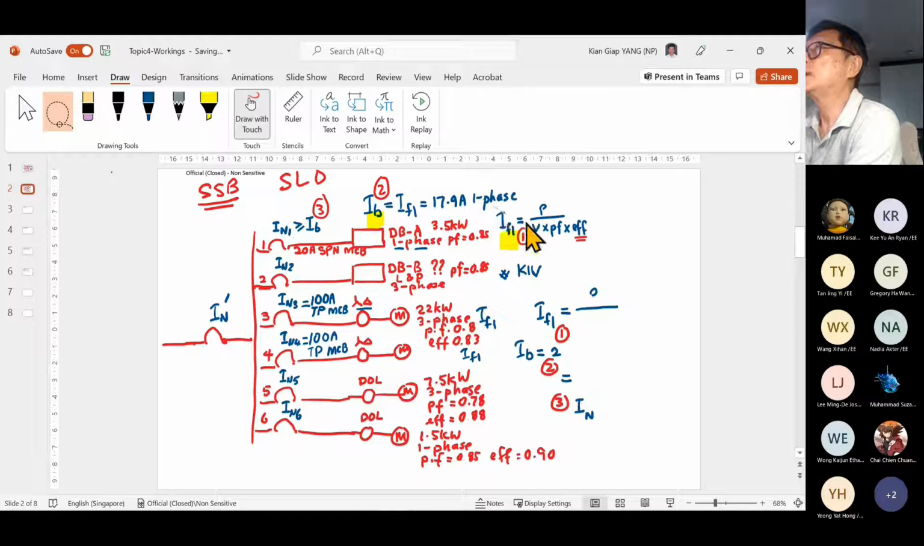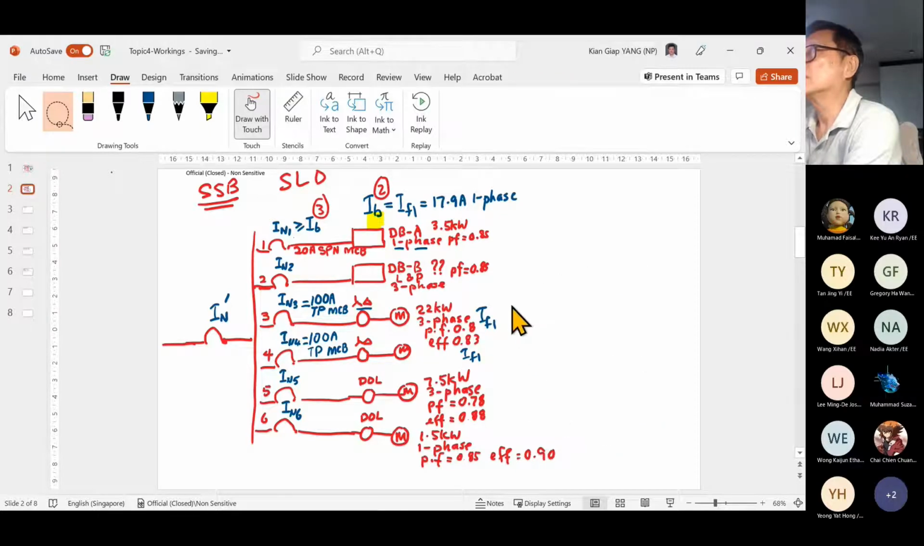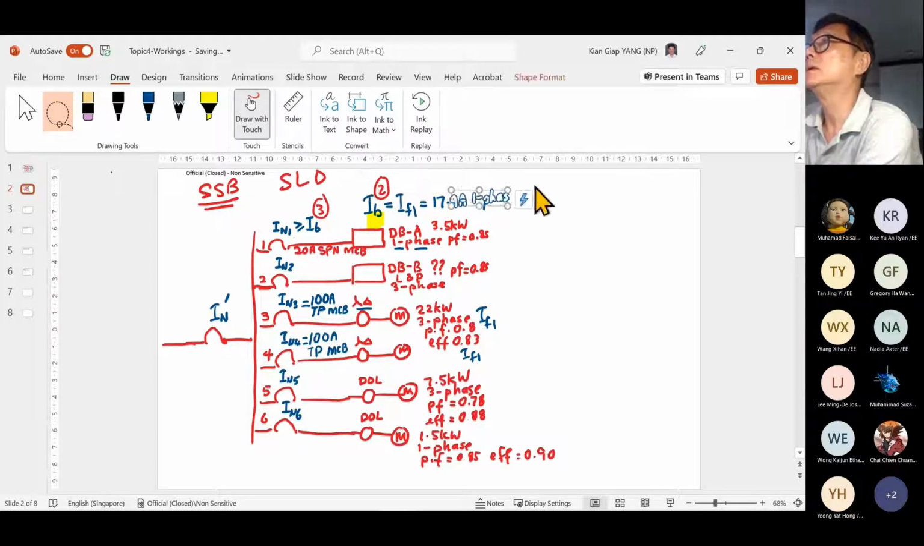So you notice that the method, the 3 steps, is always the same. I just need to know whether it's a motor circuit or non-motor circuit, and the way I calculate is different. I'm going to clean this up so that I can have more space to do the calculations for the other part. Anyone got any question? Please ask. Don't just keep quiet and then later on don't know how to do.